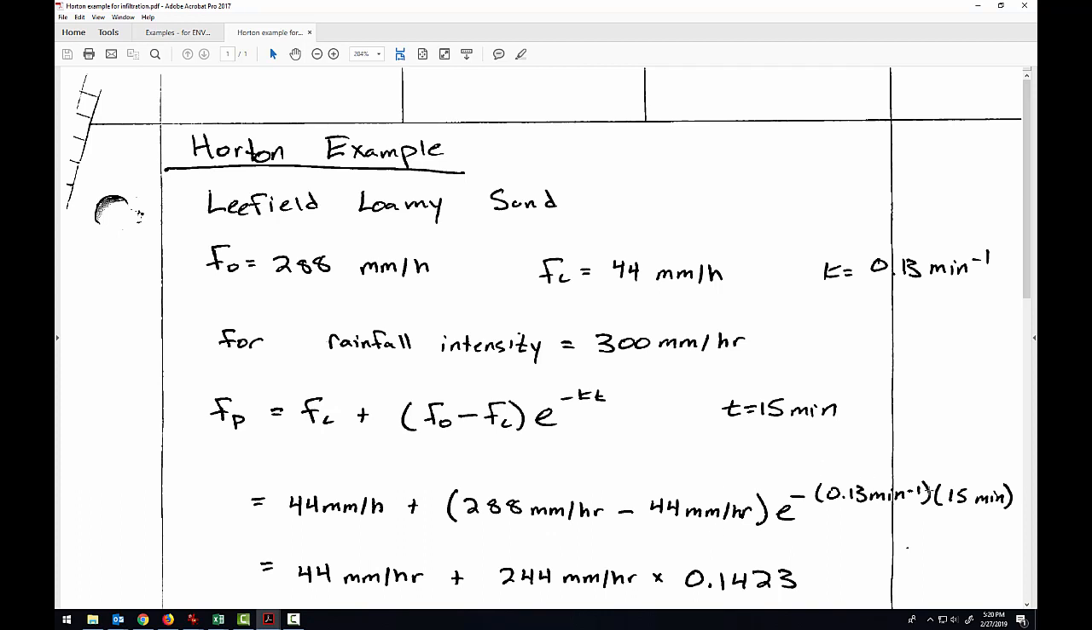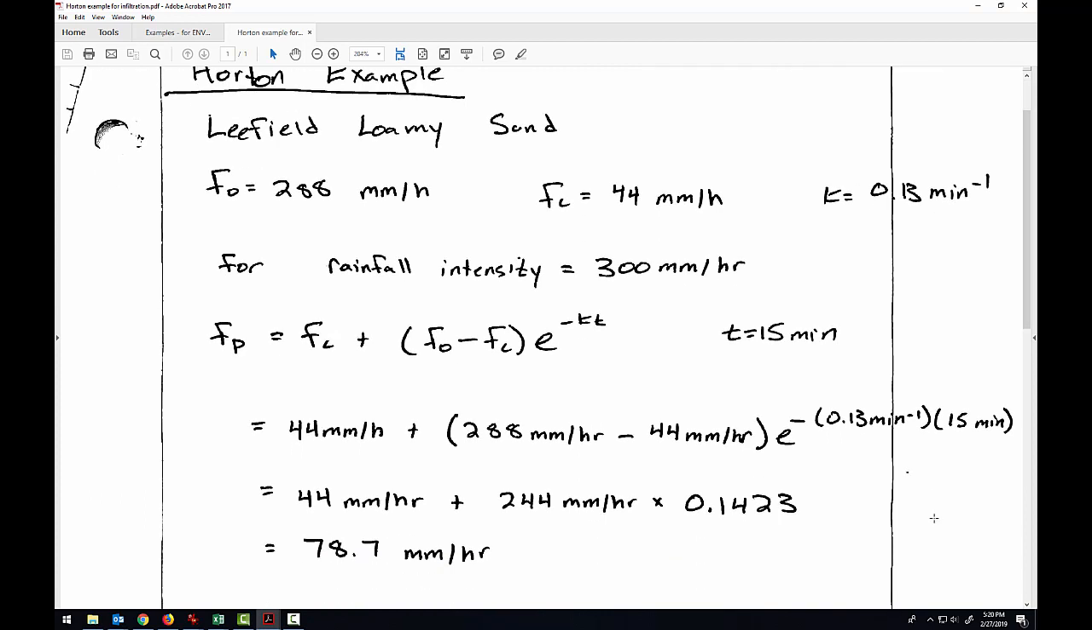So you can see that when the rate constant is 0.13 inverse minutes, and we substitute in the T value of 15 minutes, then it turns out that at that particular time, after 15 minutes, the infiltration rate at that time is going to be 78.7 millimeters per hour. And so over the long term, as that soil gets increasingly saturated, we'll see it drop even further, potentially as low as 44 millimeters per hour, whereas at the beginning, the infiltration rate would have been much higher.